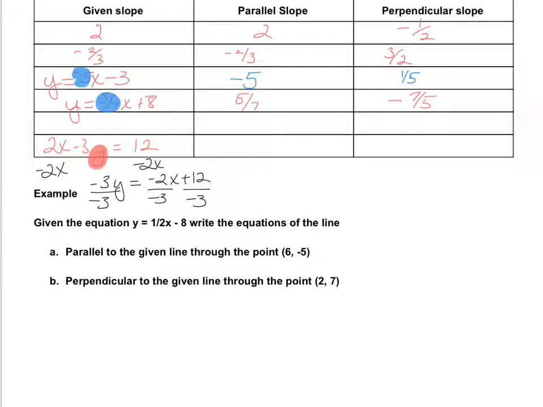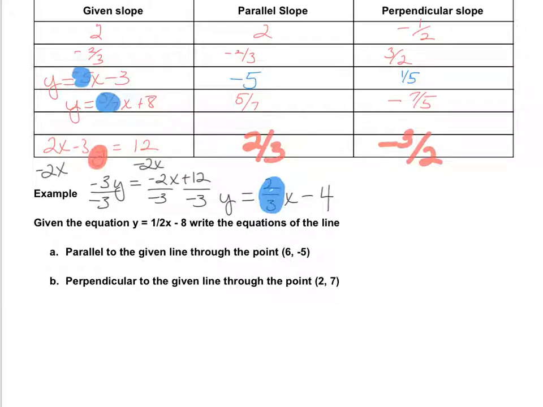So my equation in slope-intercept form is y equals negative divided by negative becomes a positive 2/3 x minus 4. So now I can look at my equation and find my slope pretty quickly. So that parallel slope then is 2/3, and my perpendicular slope then would be a negative 3/2.